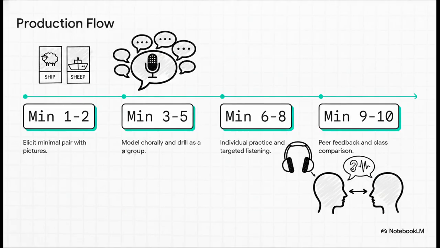Once they can successfully hear the sound, your production should follow a proven, structured flow. First, elicit the sound, maybe use some flashcards. Then model it and drill it as a whole group so your students feel confident and, frankly, anonymous. Next, you move to targeted individual practice and finish up with peer review. It's a safe, steady ramp up to producing totally new sounds.